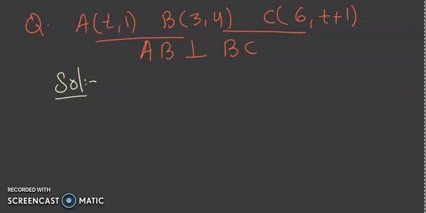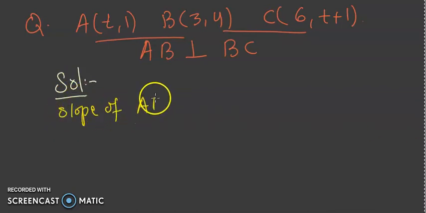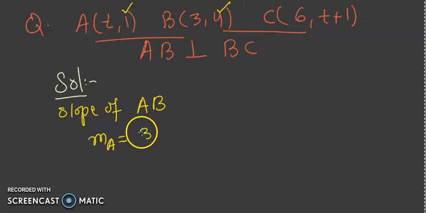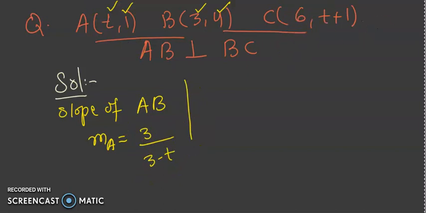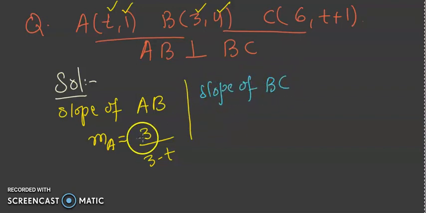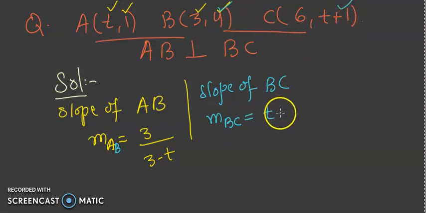So we will calculate the slope of AB. Slope of AB is equal to y2 minus y1, which is 3, over x2 minus x1, which is 3 minus t. Now we calculate the slope of BC, which is equal to y2 minus y1, which is going to be t minus 3, over x2 minus x1, which is going to be 3.